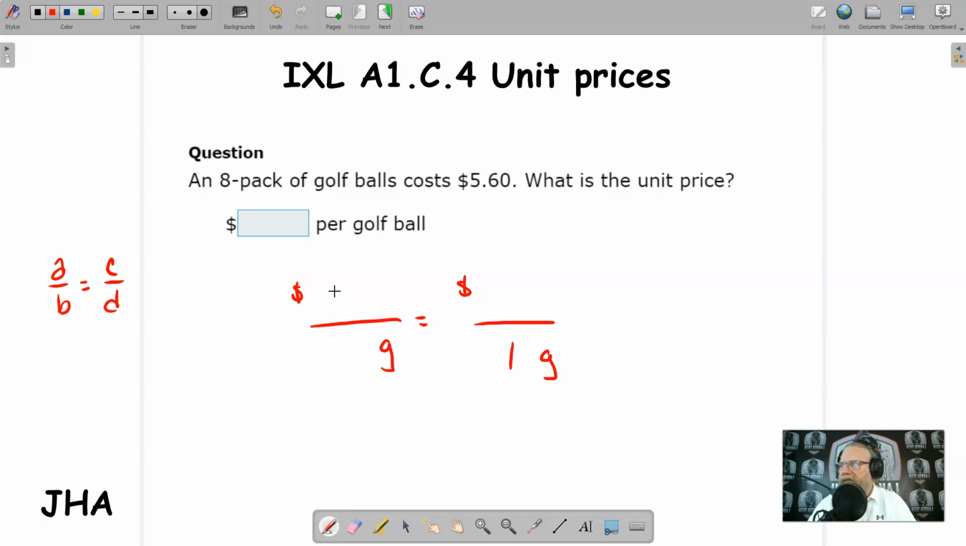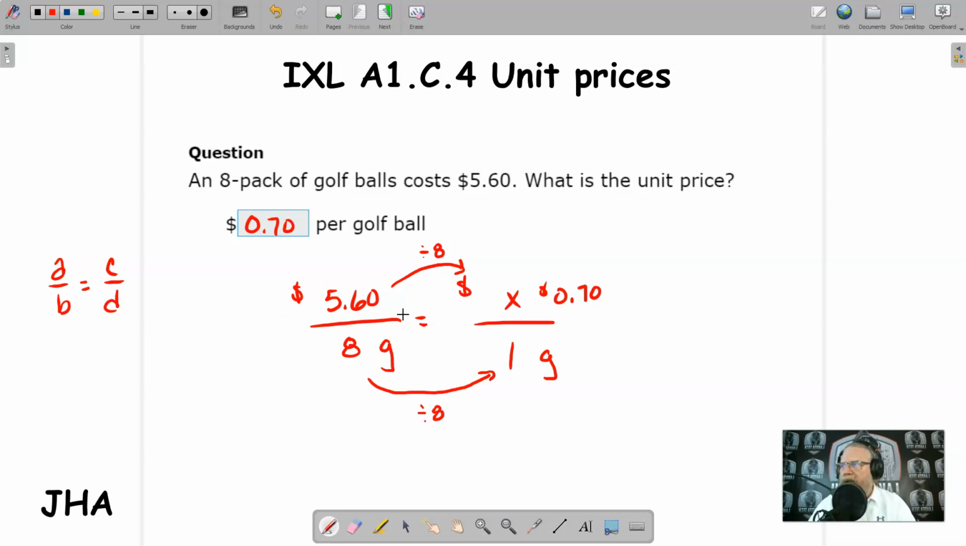So they're telling us that it's $5.60 for 8 golf balls. So how much is it, the unknown value of X, for just one golf ball? Well, in this case, in order for these ratios to be equal to one another, we have to consider what do we do to 8 to get to 1? To go from 8 to 1 in the denominator, well, we had to divide by 8. And if we divide $5.60 by 8 as well, then we're going to come up with 0.70, or that is to say 70 cents. So it's 0.7 or 70 cents per golf ball.